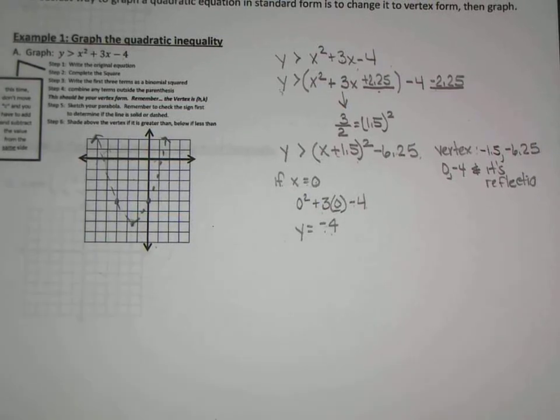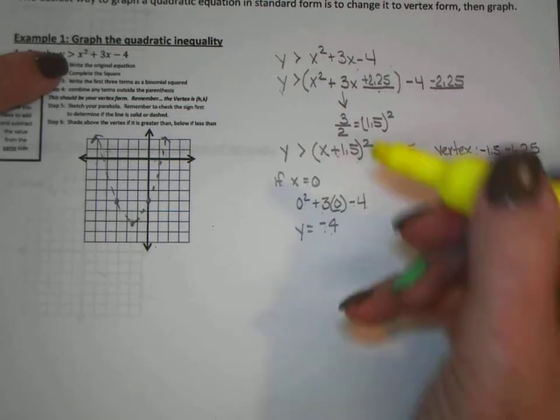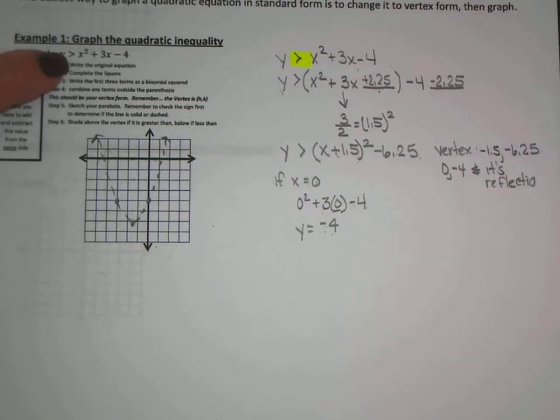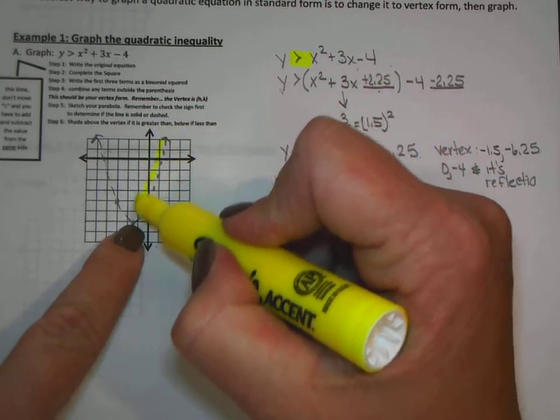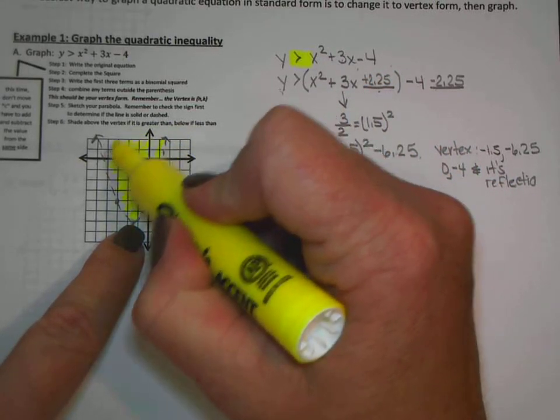All right, now the next, because it's an inequality, you're going to need to shade it. Now it's really simple. Because this is a greater than, that means the shading has to be greater than your vertex. So that means your shading would actually go inside of the parabola.